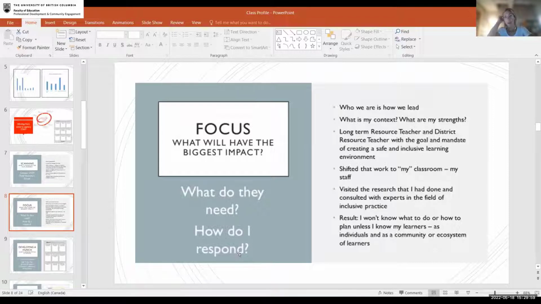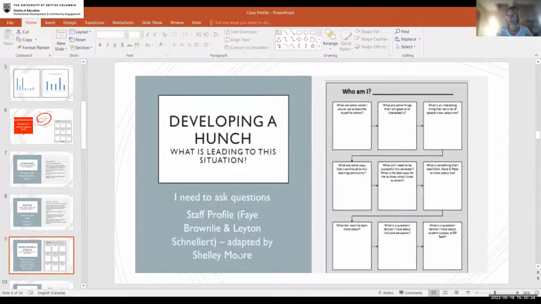Focus, what will have the biggest impact? What do they need? How do I respond? Well, I knew what I was good at as a district resource teacher and as a classroom teacher. I was like, well, class profiles, I need to figure out what to do. I can't plan unless I actually know my learners. And in this context, now that I'm a vice principal, my classroom is now my staff. So all of the things that I did with my class, I need to do with my staff. And so I did that. Developing a hunch. What is leading to this situation? Well, I don't know. I have to actually ask the people.